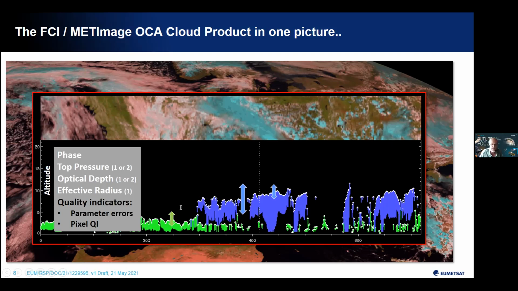And like I said, yes, there are parameter errors reported for each parameter for each pixel. It's the square root of the diagonal of the covariance. So you'll see parameter errors, and you'll see them tend to be much larger where the cloud is thin, or where the cloud is in multiple layers. And again, there's also the pixel QI, this minimum cost value, which can be used to discard the entire pixel or not, for example, if its value is too high.